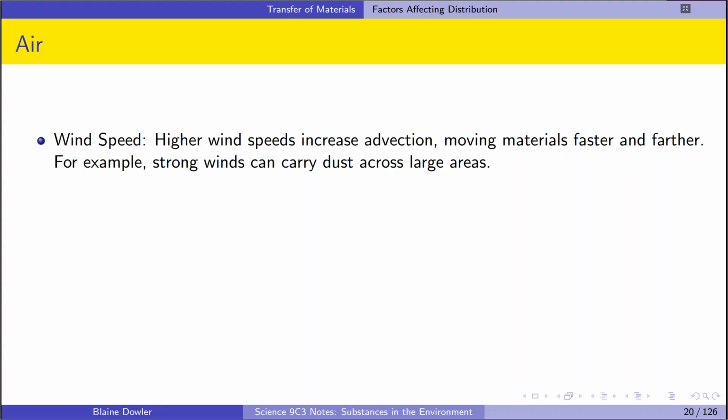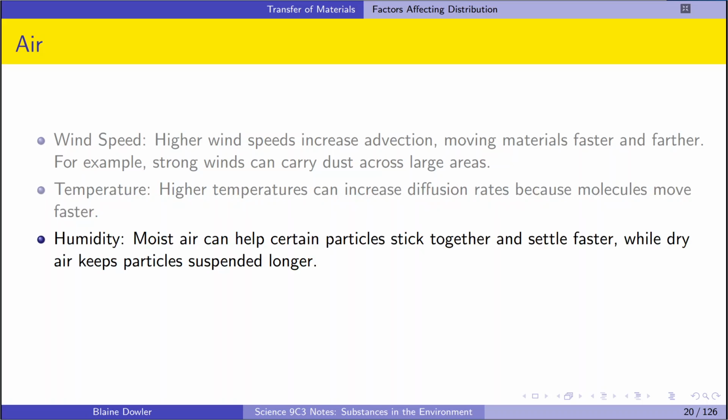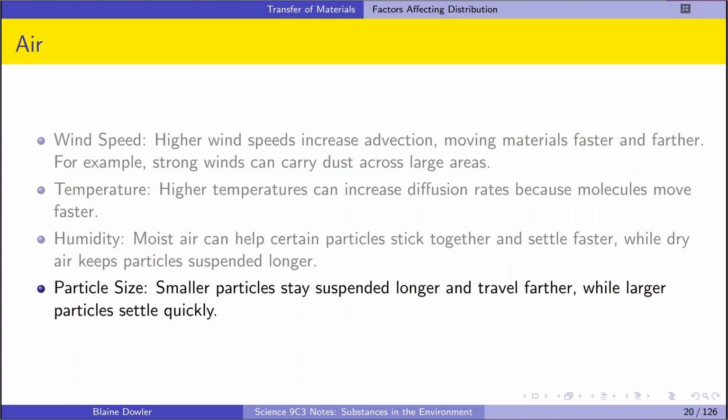Now, factors in the air. Wind speed. Higher wind speeds increase advection, moving materials faster and farther. For example, strong winds can carry dust across large areas. Temperature. Higher temperatures can increase diffusion rates because molecules move faster. Humidity. Moist air can help certain particles stick together and settle faster, while dry air keeps particles suspended longer.